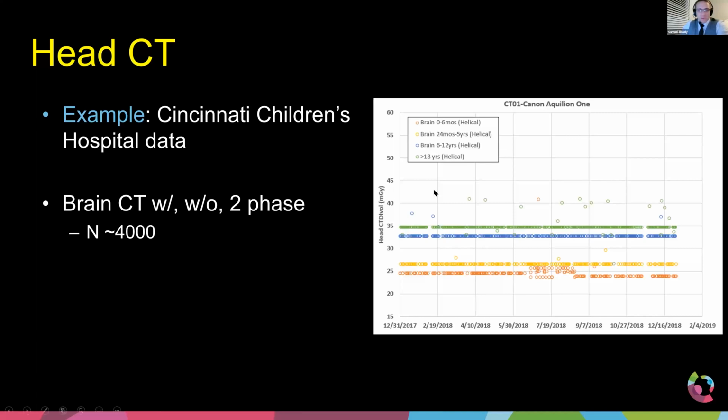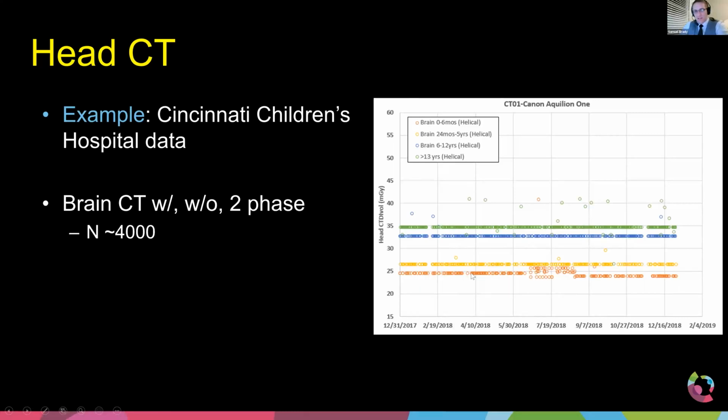What you're going to see here is, over 2 years, I looked at about 4,000 scans, brain CTs with and without, so two-phase CTs. As I mentioned, we actually have 5 age groups now, but back in the day we only had 4. That's why you see 4 different colors. And the dosing, you can see, is slightly different.